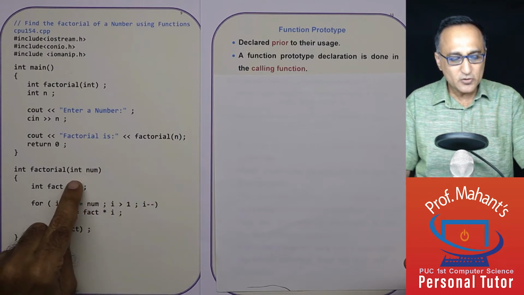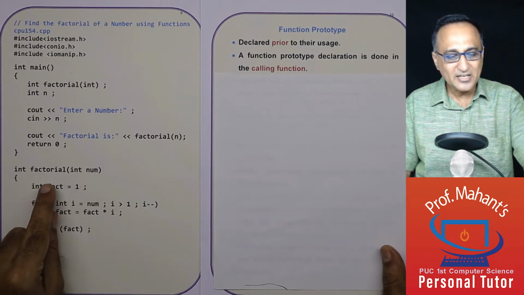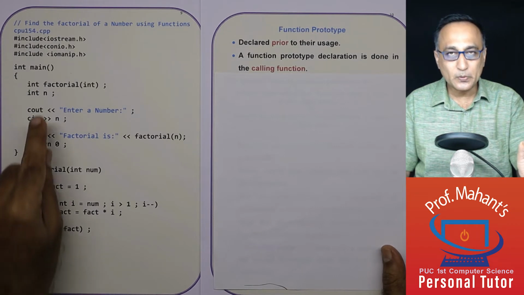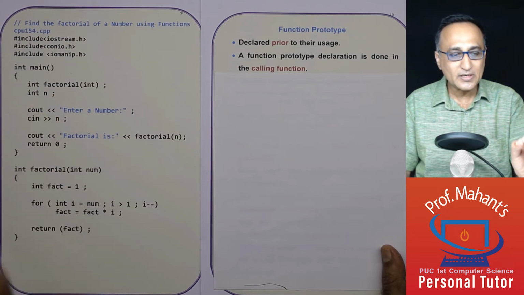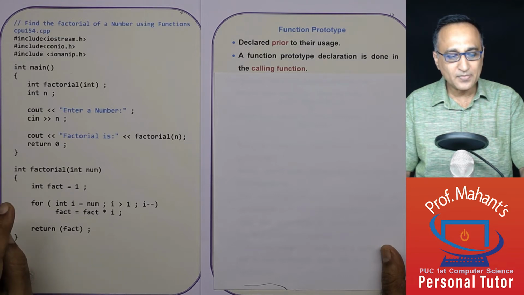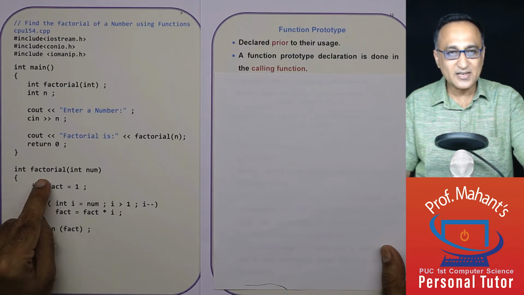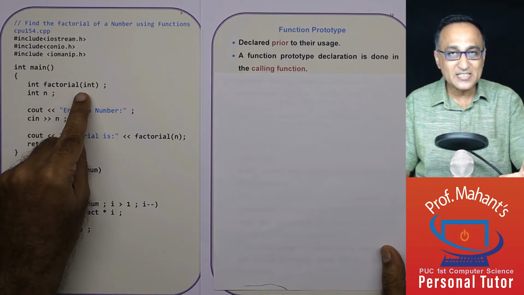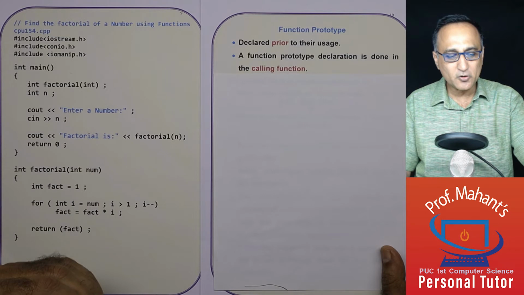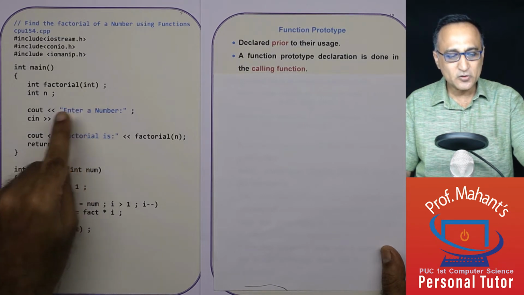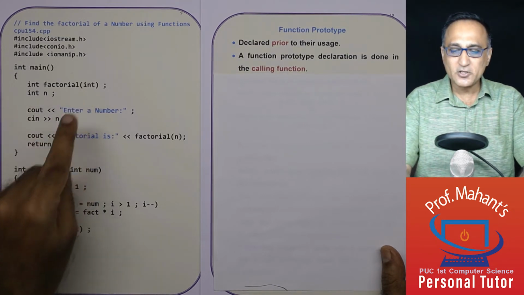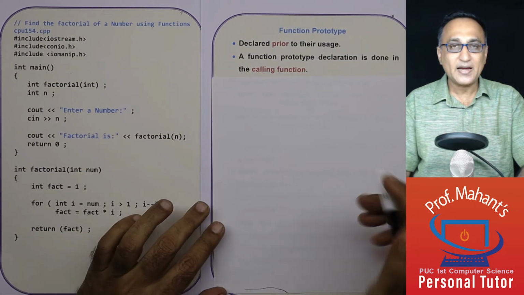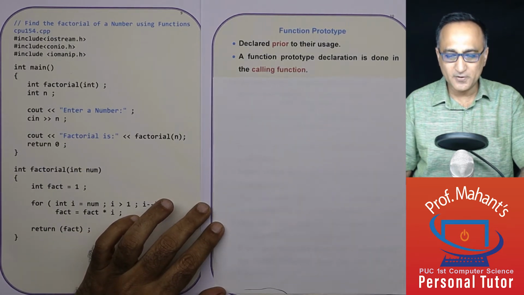Now, before I can use this factorial function, I need to show the signature, prototype or blueprint to the compiler. If you look, what is the prototype? Name. Return: it is returning an integer value. What is the data type of the parameter it is accepting? It happens to be int because n is also an int. So this is a must. A function prototype is a must and it must be done in the calling function.